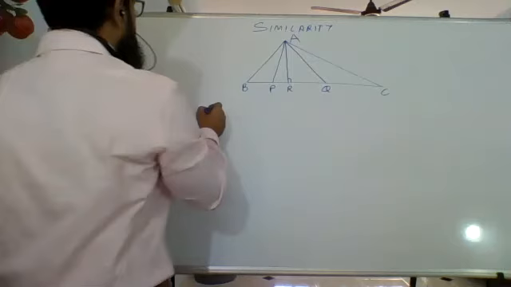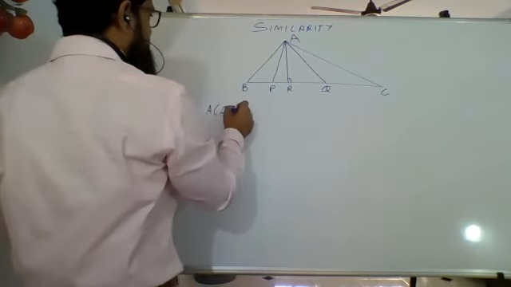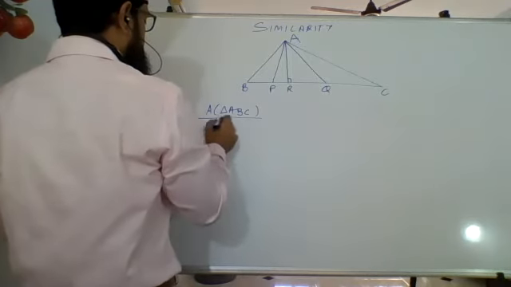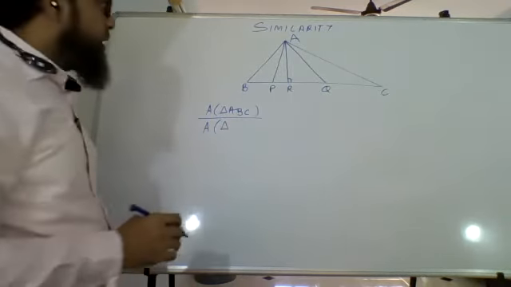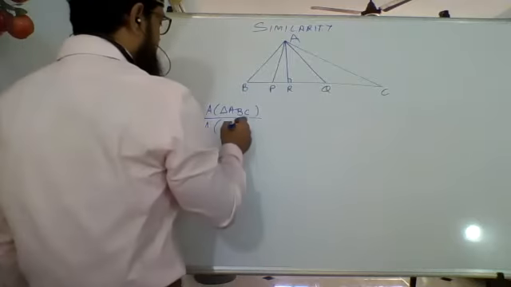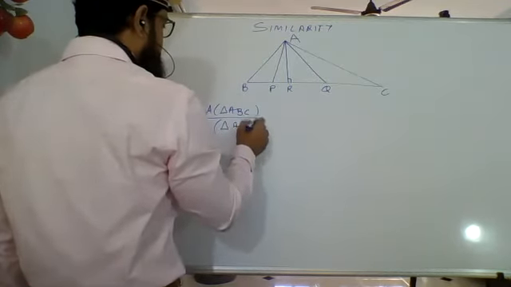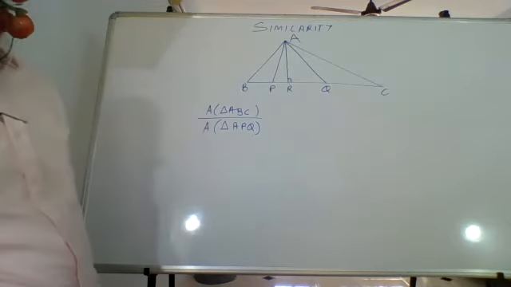You have to find area of triangle ABC upon area of triangle APQ. ABC upon APQ.